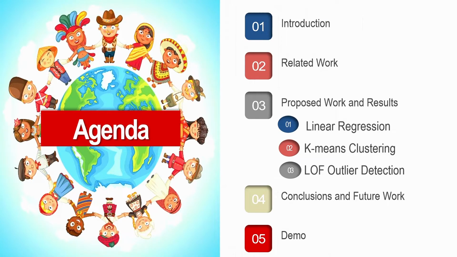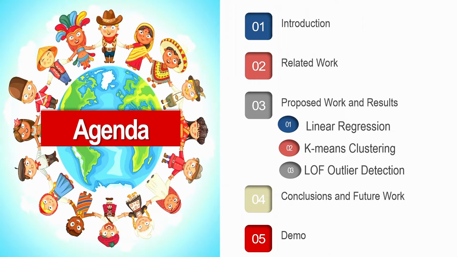So, what we're going to cover today is basically an introduction to world happiness and the data set that we're going to be using to do some different analysis. We're basically going to be running three different data mining algorithms, including linear regression, k-means clustering, and LOF outlier detection.